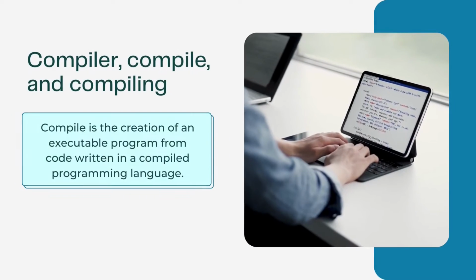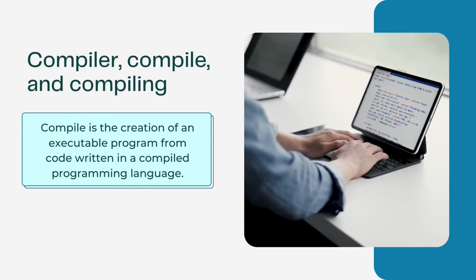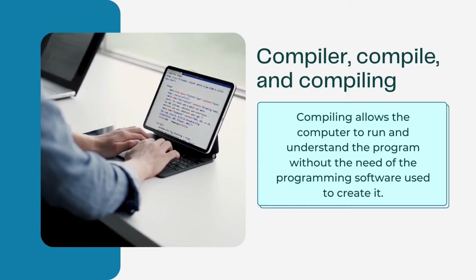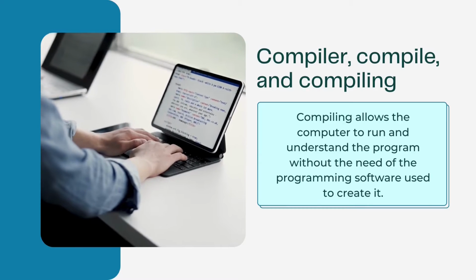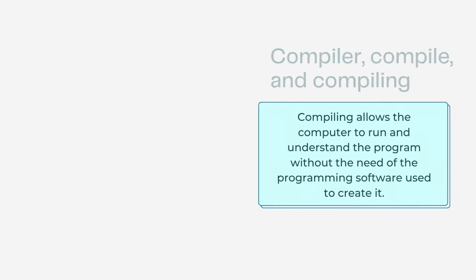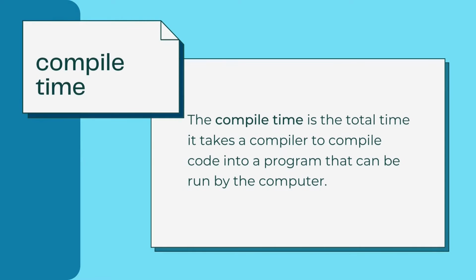Compile is the creation of an executable program from code written in a compiled programming language, while compiling will allow the computer to run and understand a program without the need of the programming software used to create it. Then what does compile time mean? It is the total time it takes a compiler to compile code into a program that can be run by the computer.